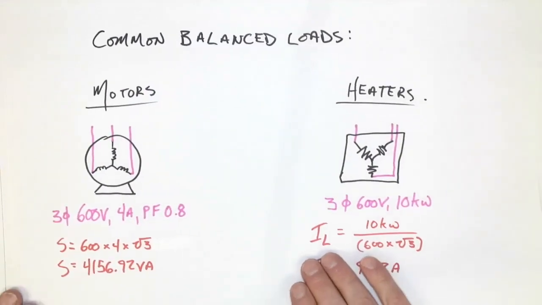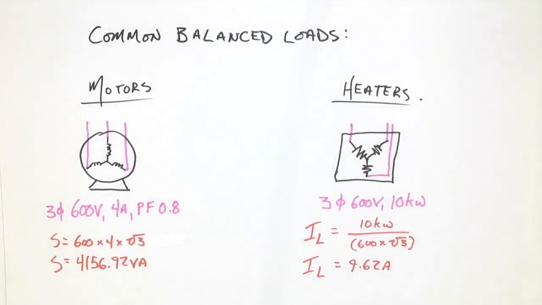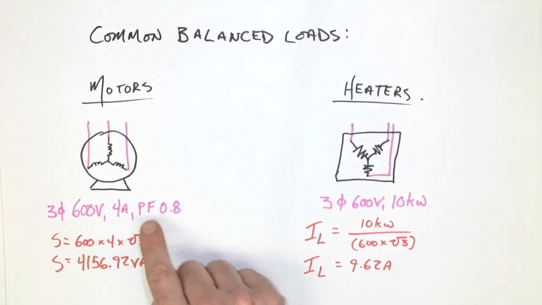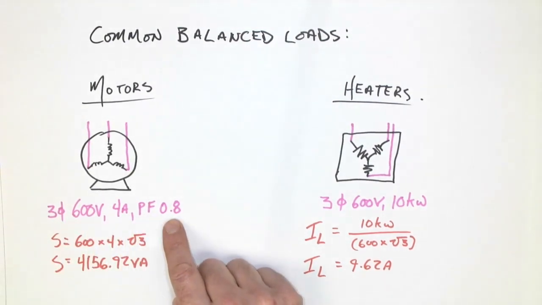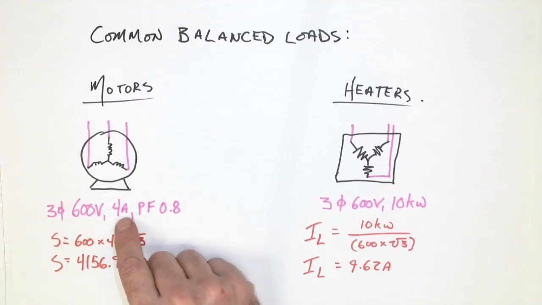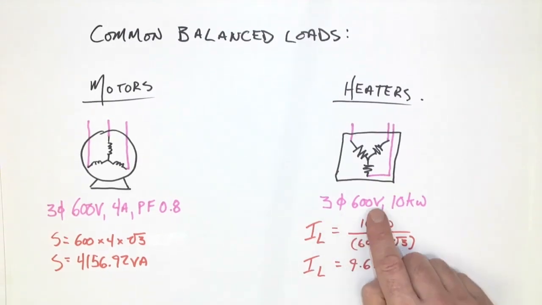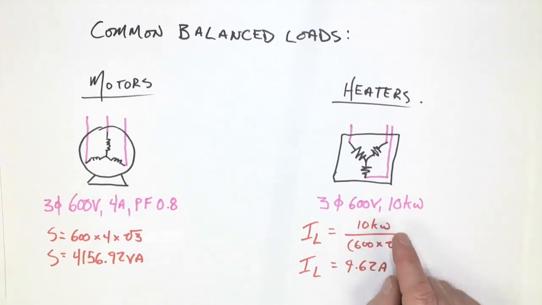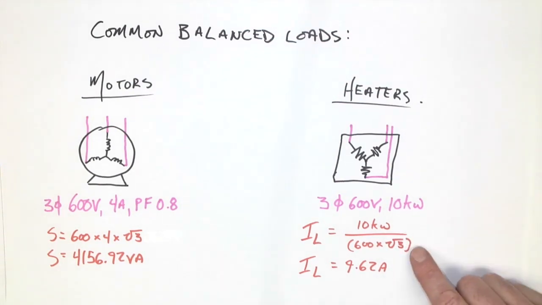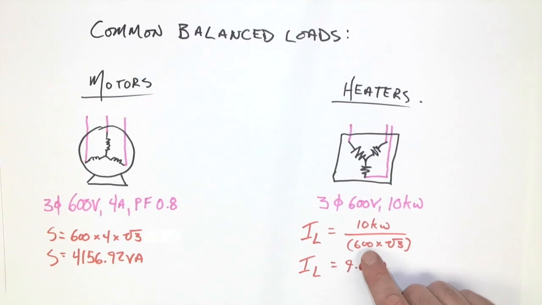So if we look at two examples of common balanced loads, if given this information here, we should be able to work out what the total VA is required by the motor. This is the line voltage. This is the line current. 600 times 4 times root 3 gives me 4,156 VA. If given a heater, where all we have is the voltage and the kilowatts, we should be able to work out the line current. 10,000 divided by brackets 600 times root 3 gives me 9.62 amps.